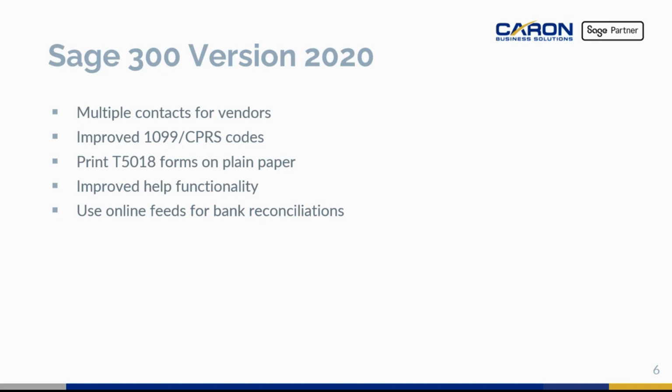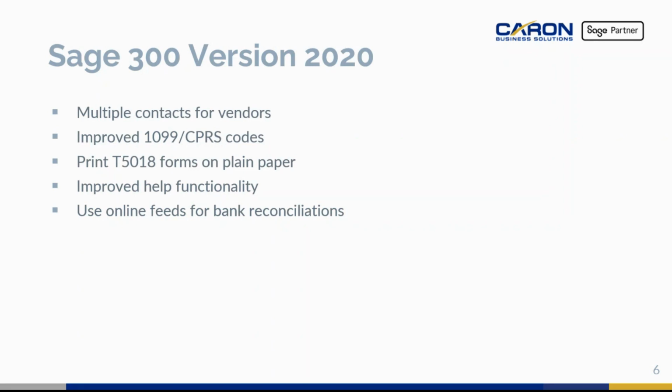The second highlighted piece is the improvement of the 1099 CPRS codes in Sage. These you add on the vendor master. So what Sage has done, it allows you the ability to add non-standard codes. You can add these, make it a little bit more descriptive in your vendor master, and then you'd be able to attach them to your vendors and then print out the relevant reports for your 1099, your CPRS reporting. The 1099 is obviously for the US, CRS codes for Canada.